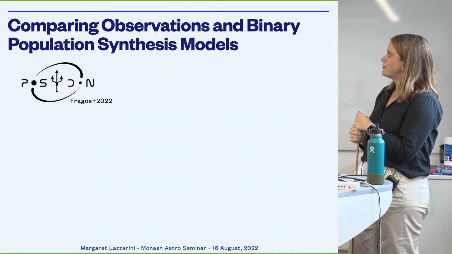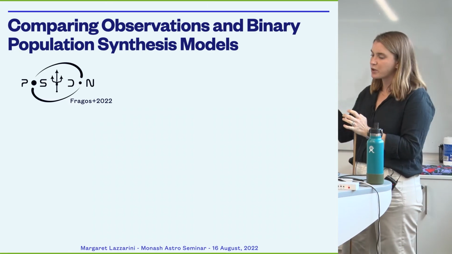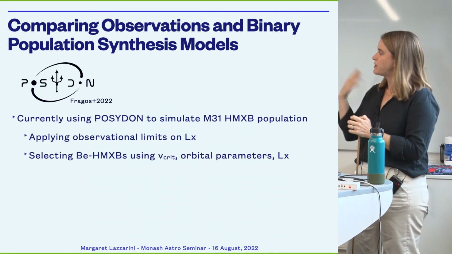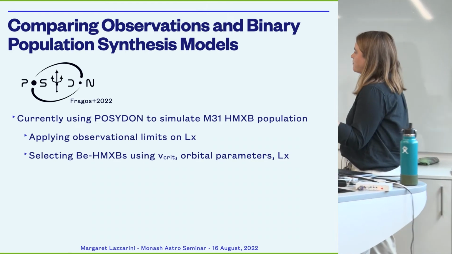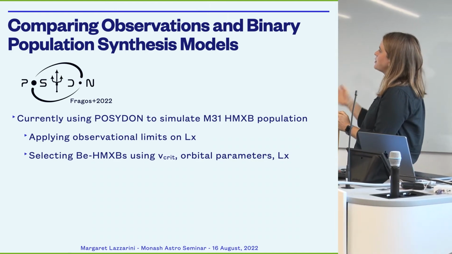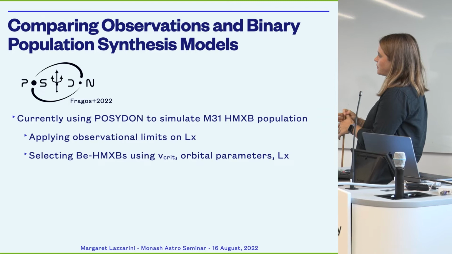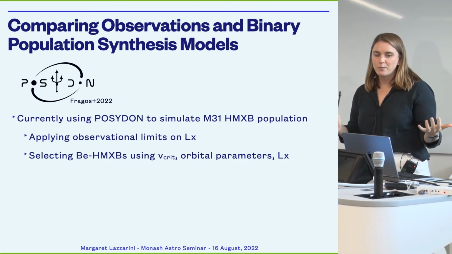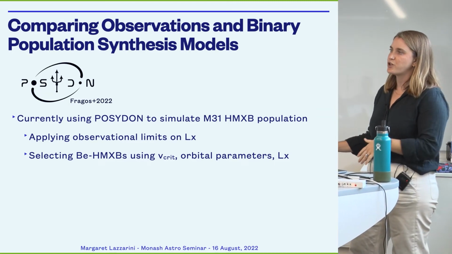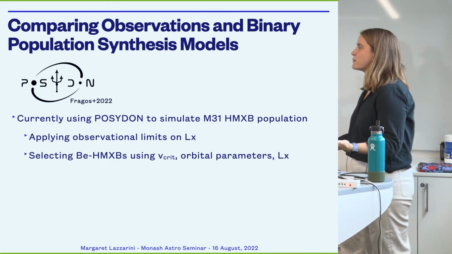There's a lot that we can learn from this. I'm currently working with POSYDON, which is a binary population synthesis code, to simulate the M31 HMXB population. We're applying observational limits on the X-ray luminosity, trying to say which of these sources we would actually be able to observe.